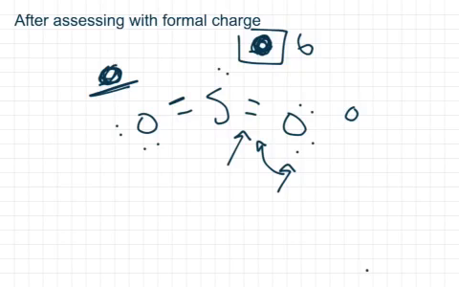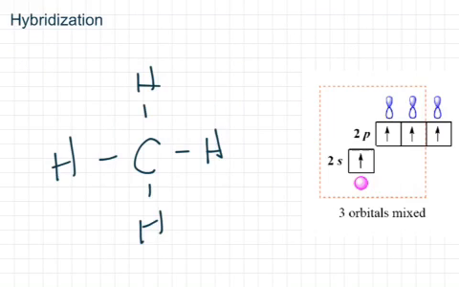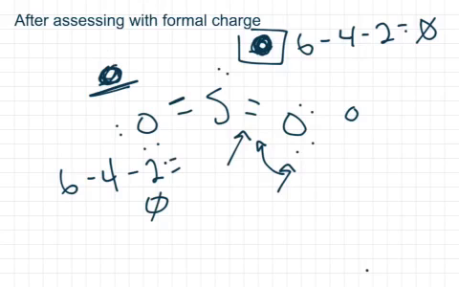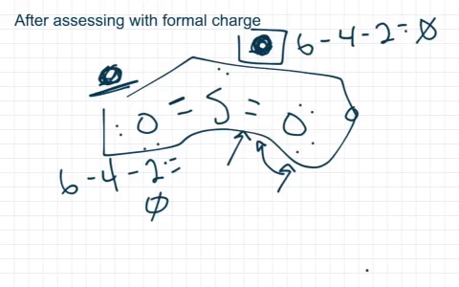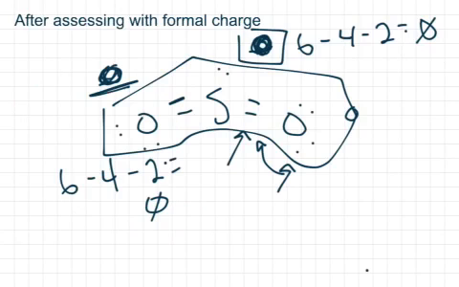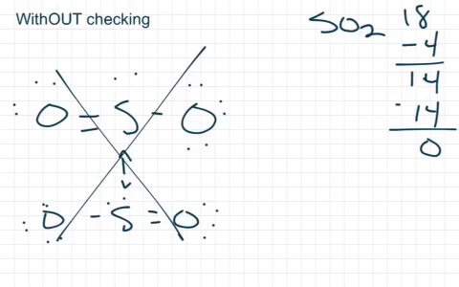So sulfur had 6. It used 4 in bonds and it had 2 on its own. So now it has a formal charge of 0, making it very stable. This oxygen had 6, 4 electrons of its own, 2 in a bond. It is now also 0. So sulfur dioxide actually does not have resonance structures. So this model that we drew before would actually be incorrect, because using formal charge to check, we know that 2 double bonds and 1 lone pair is more stable than 1 single bond and 1 double bond.